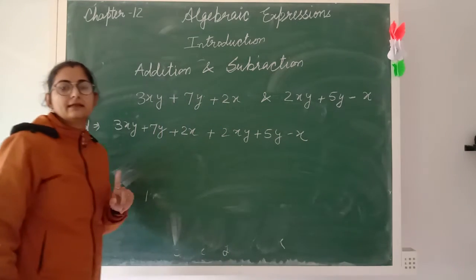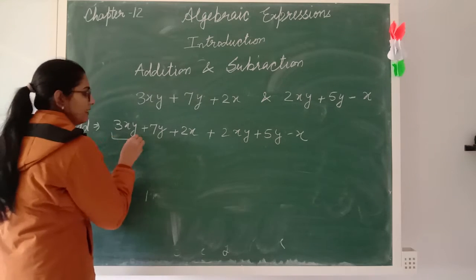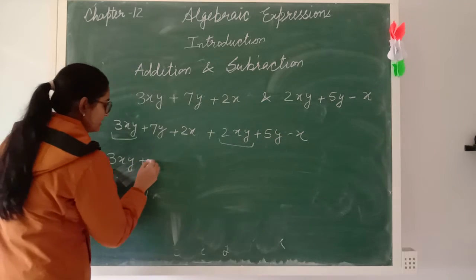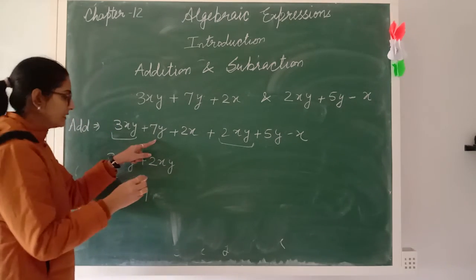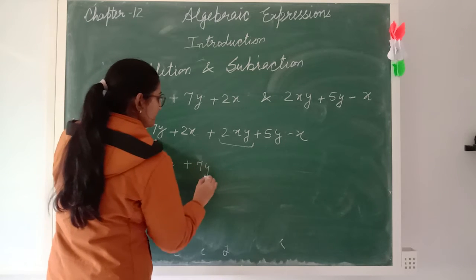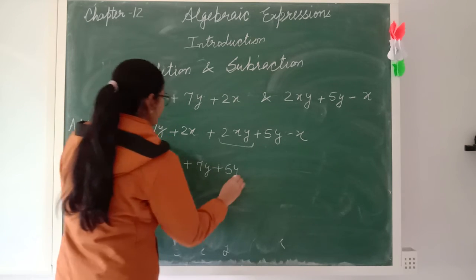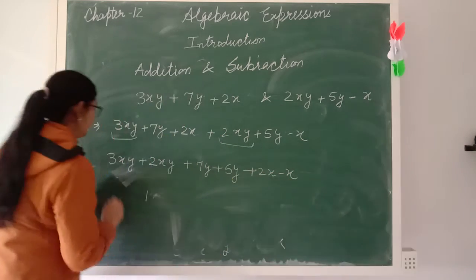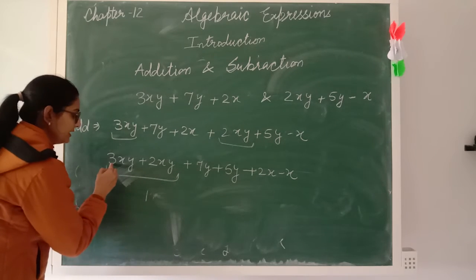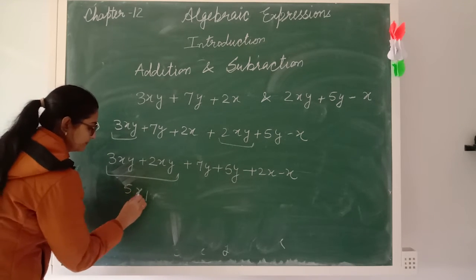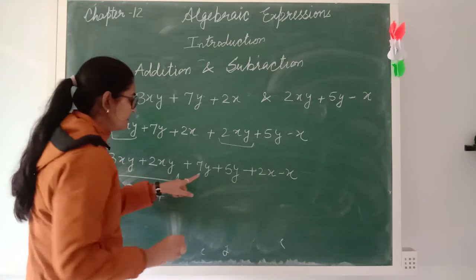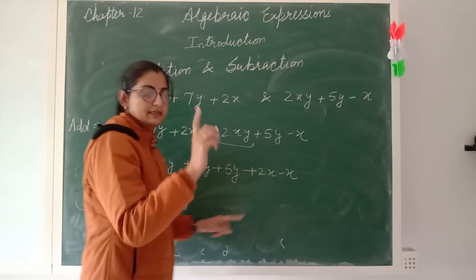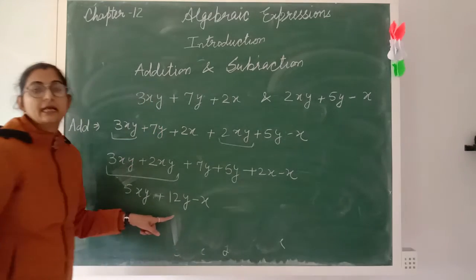We have to just select the like terms. So 3xy and 2xy: write down 3xy plus 2xy. Now choose another same terms, 7y plus 5y. Next one is 2x, so 2x minus x. Now solve: 3xy plus 2xy is 5xy, plus 7y plus 5y is 12y. Now 2x minus x is x. So this is the addition of these two expressions.